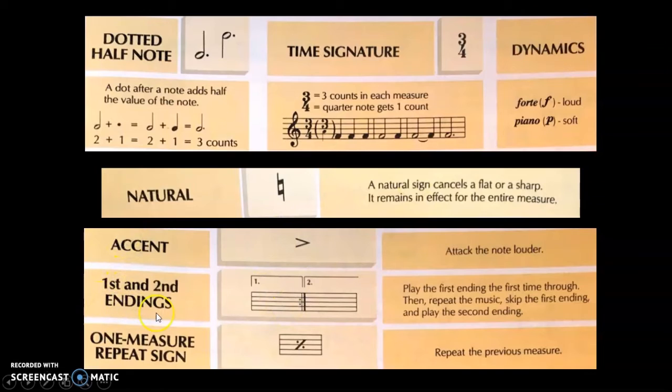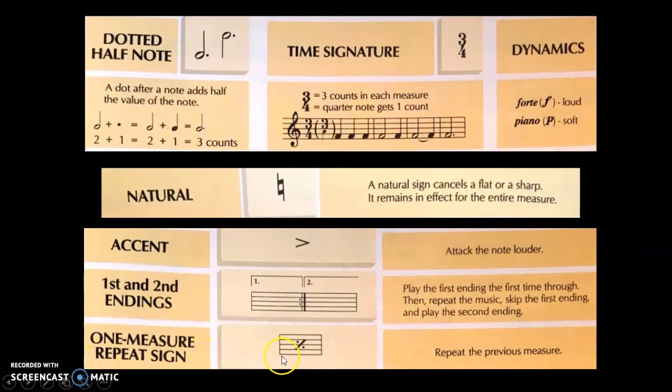Or if it was a half note, we would play 3/4 of that half note. So we're making it a little bit shorter, but we're also making it louder. First and second endings: play the first ending, then we repeat the music, and we skip the first ending and play the second ending.